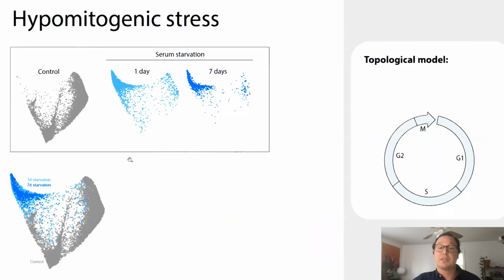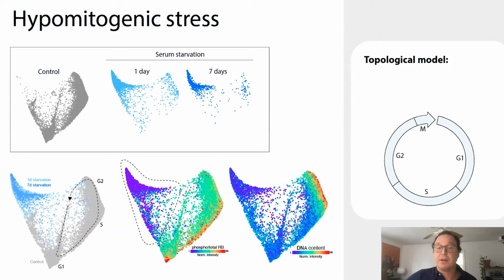So first we subjected cells to hypomitogenic stress. In other words, we grew them in serum-free media devoid of mitogens for 1 or 7 days. I would like to point out that once again, we obtained a very similar trident-like structure in this experiment in control cells, consisting of a cyclical proliferative trajectory and an arrest trajectory extending from this middle arm.